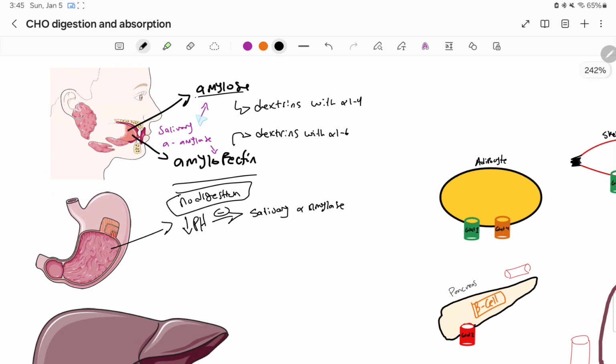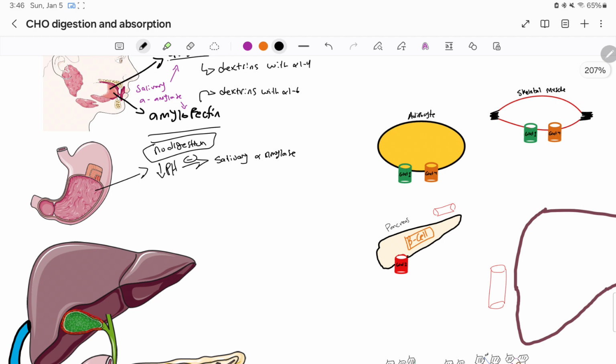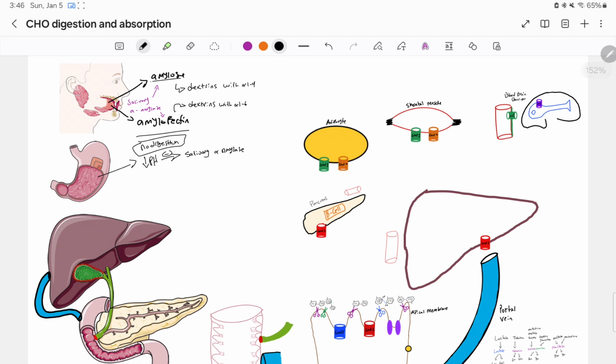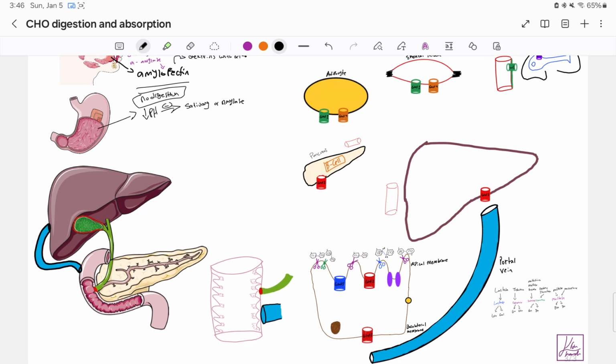Now, you might be thinking, Keon, are we only making dextrins at the level of the oral cavity? Some monosaccharides and disaccharides are produced, but again, the majority of it is going to be these dextrin molecules, okay? So if no digestion occurs at the level of the stomach, then where does the bulk of digestion occur? Well, remember again in the gastric video, I mentioned that the majority of all digestion actually occurs in the small intestine, at the level of the duodenum.